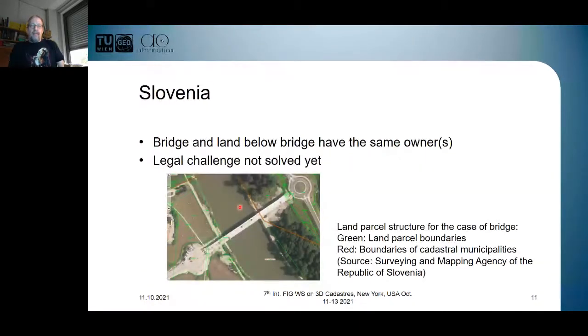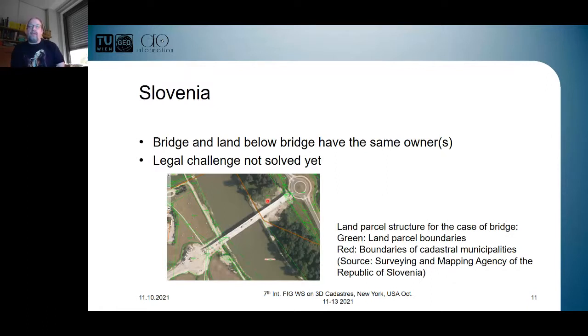In Slovenia, the bridge and the land below the bridge have the same owner, so it's difficult to separate those two. It is obvious that there is a legal challenge, so the administration knows it, but it's not yet solved. So you see here, there is a bridge, but apparently the owner of the river is also the owner of the bridge, which in reality will not be the case. And finally, we have Sweden.